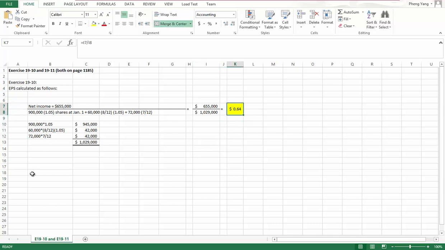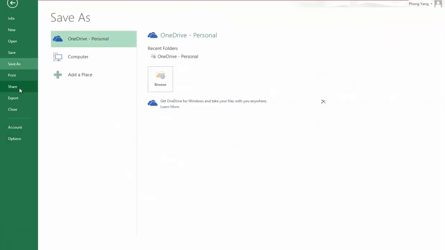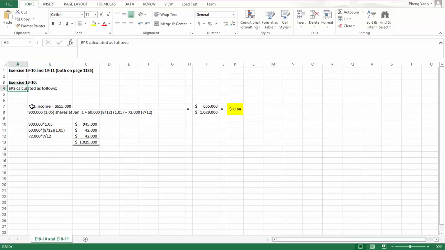Earnings per share. That's exercise 19-10, calculating earnings per share. All right, next one, exercise 19-11. Okay, and we are also going to calculate earnings per share as well.